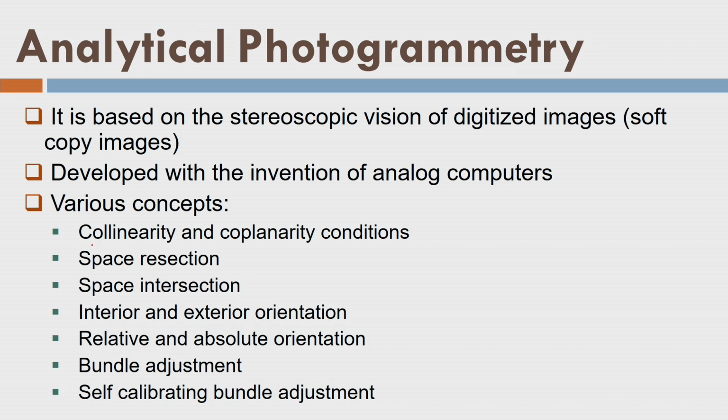Right? If you look at the various developments, we have a lot of them, like collinearity and coplanarity conditions, space resection, space intersection, interior and exterior orientation, relative and absolute orientation, and bundle adjustment and self-calibrating bundle adjustment. So, these are the basic concepts that came with analytical photogrammetry, and we will talk about all these in detail in this module.